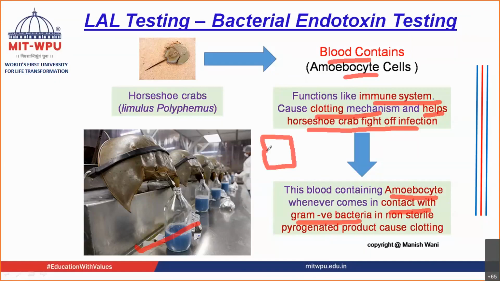So you have a formulation. If there is a gram negative bacteria present over here, then this gram negative bacteria is going to react with this amebocyte-containing blood, and it results in gelling, or it is going to cause clotting. That is how you are going to detect the presence of endotoxin inside your formulation. And what does this endotoxin do? This endotoxin causes an increase in the temperature of your body.